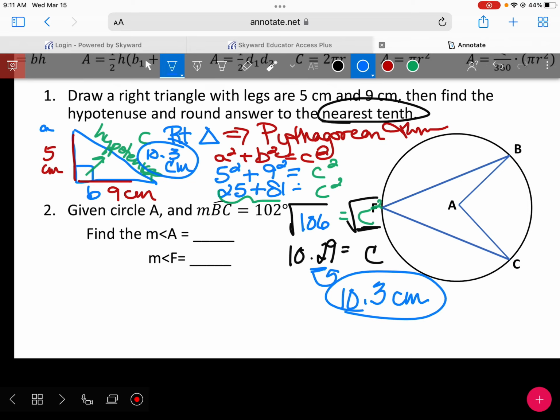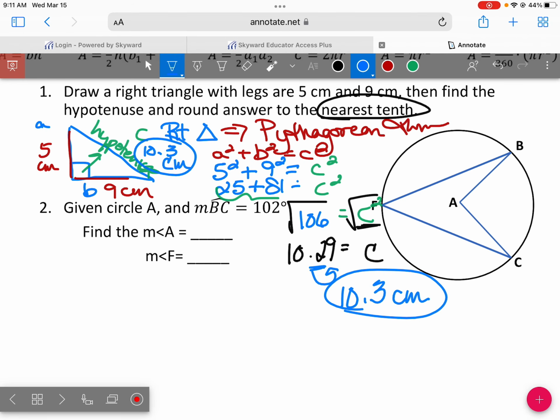All right. Number 2. Ooh, circles. This is a review from just yesterday, hopefully. If we say this is circle A, what does that tell you that point A is to that circle? What is point A? I'm looking for a name. Point A is called the what of the circle? The center. Point A is the center, right?